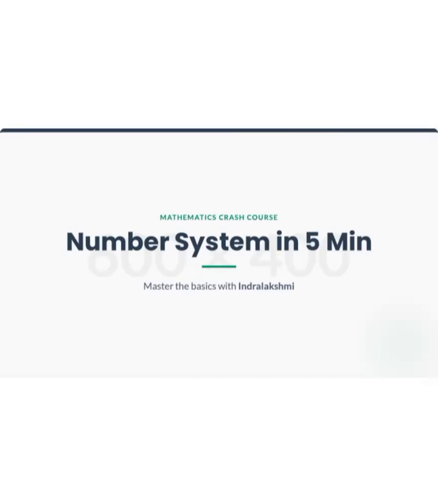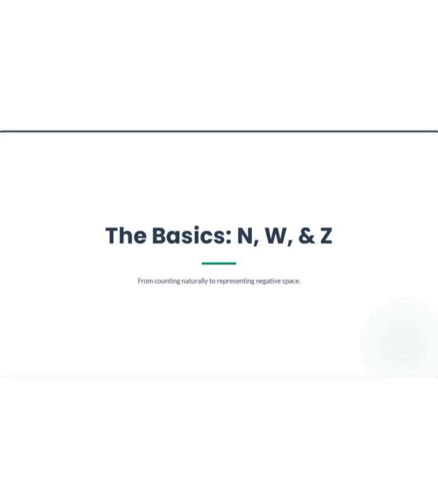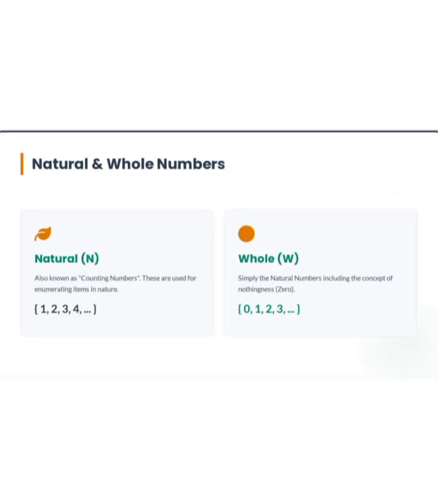All are doing good. Today we are going to continue with our number system topic in 5 minutes, part 2. As we have already discussed the basics N, W and Z, which means natural numbers, whole numbers and integers, we are going to move to the next part.